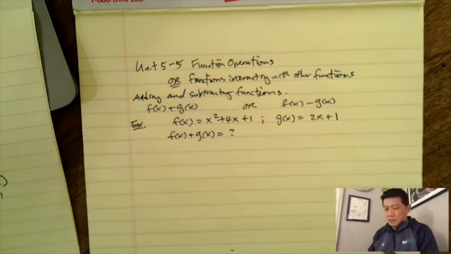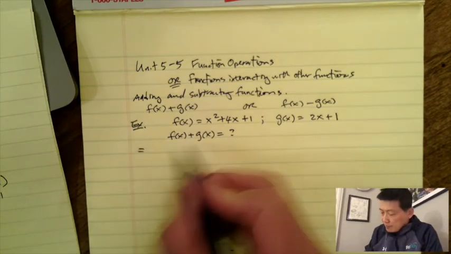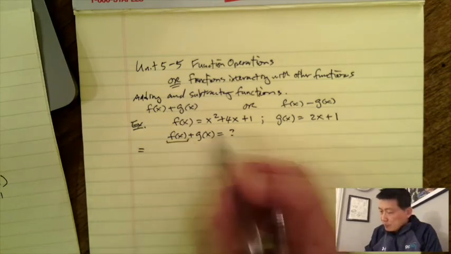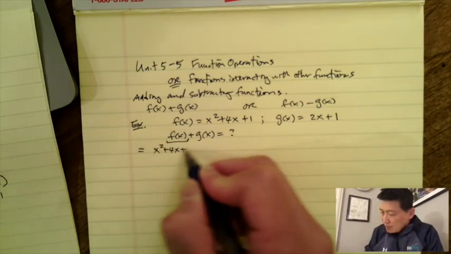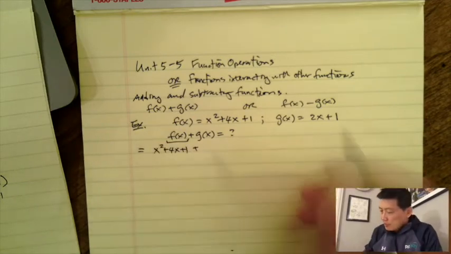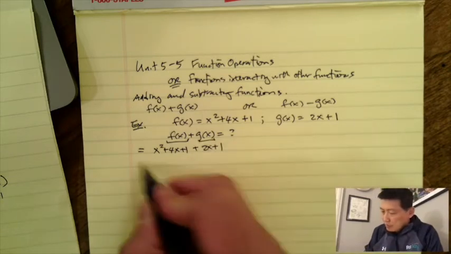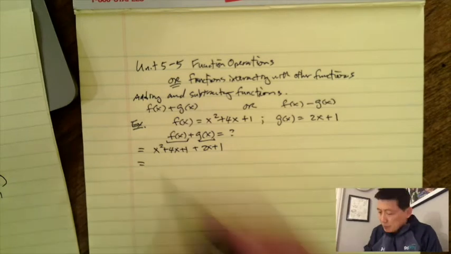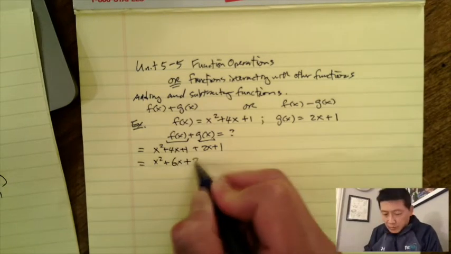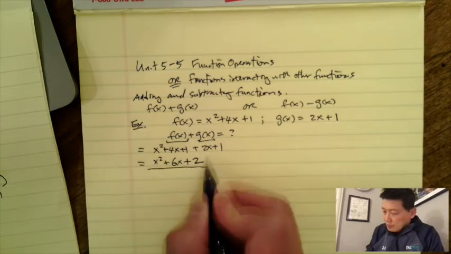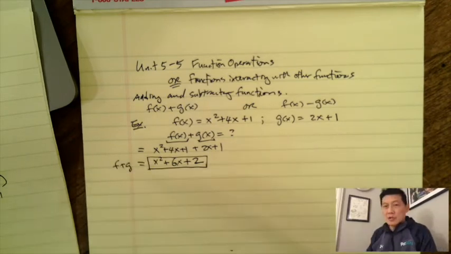Okay, so that's pretty simple, very straightforward. F of x, you just replace f of x with what is stated here: x squared plus 4x plus 1, plus g of x is what's stated over here, 2x plus 1. So you simply combine like terms: x squared plus 6x plus 2. There you go. Here's your answer for f plus g.